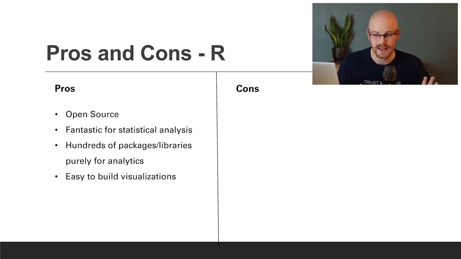Now let's look at some of the pros and cons of both, but we're going to be starting with R. Some of the pros are that it is open source. It is fantastic for statistical analysis, has hundreds of packages and libraries purely for analytics. And that's what R is. It's purely for statistics and analyzing data. And lastly, it is easy to build visualizations with R.